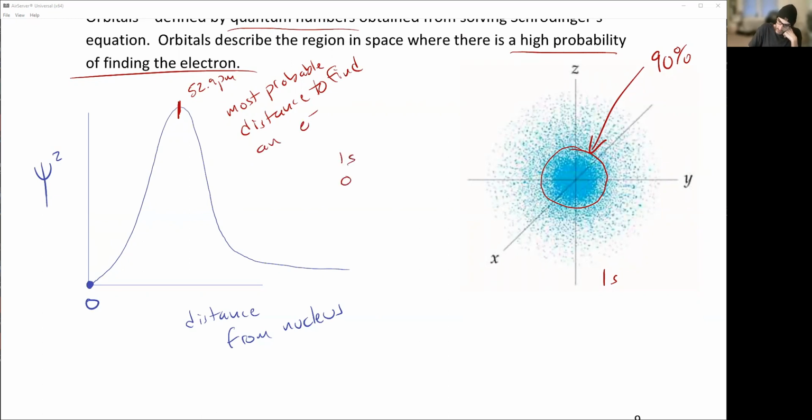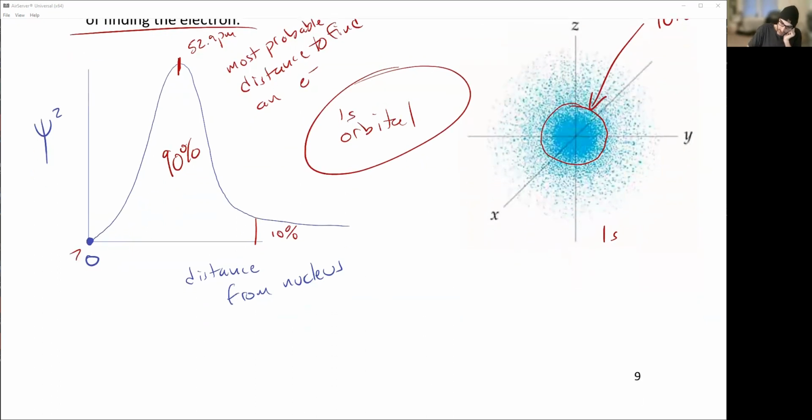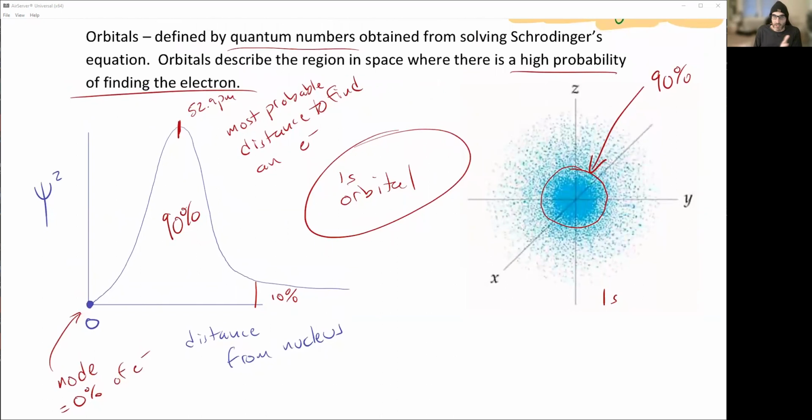Again, this is the 1s orbital, which is spherical in nature. Again, we can't know the exact location. There is a 90% chance of finding it here. There's a 10% chance of finding it outside of here. What is the probability of finding the electron at 0, in the center of the nucleus on top of it? We have a node here. It hits 0, 0%. There is 0% probability of an electron. Okay. So it's the last time that we're going to really look at this in that much detail.